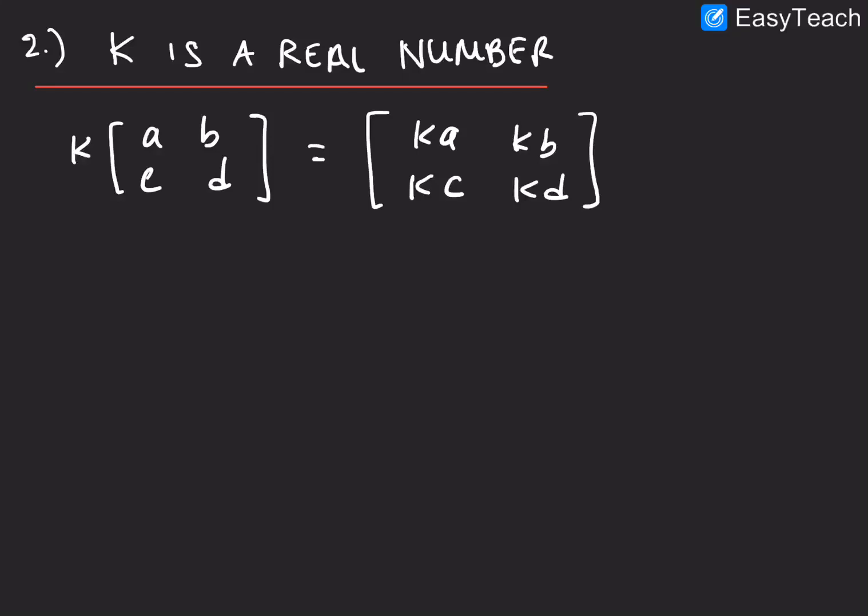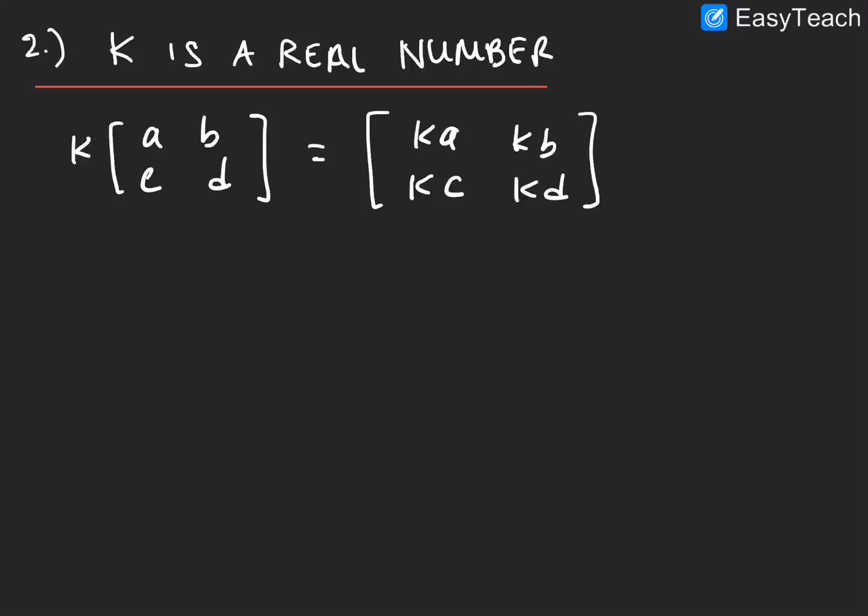Let's talk about multiplication. So let's say that you want to multiply this k value, right? K is a real number. If you multiply k to this whole matrix, you have to multiply it to every single term. So as you see here, k is multiplied to every single term. K times a, k times b, k times c, k times d. So that shouldn't be too bad.